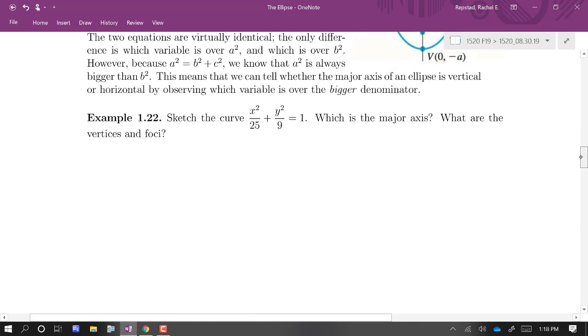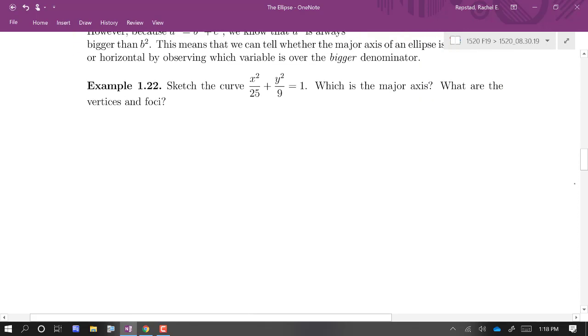Let's do an example. Let's sketch this curve. They've given us the equation of an ellipse in standard form. Which way is this oriented? And how do we tell? Horizontally. Yep. Because of bigger numbers under x. Yep. So that means that the major axis is the x-axis because it's oriented horizontally.